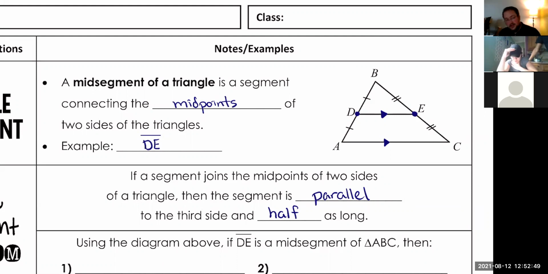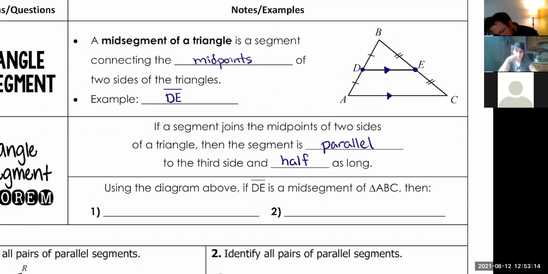The second thing that it's also saying is that this segment DE is exactly half the length of AC. Now, again, the diagram may be a little deceiving. Maybe you're saying it looks a little too long to be half. That's fair. But mathematically, it is exactly half if you were to measure it.